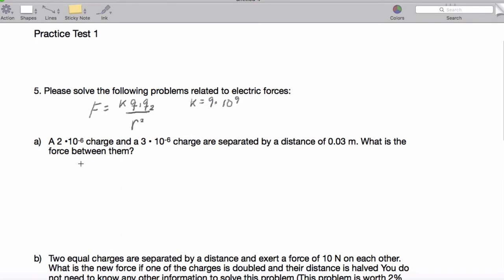And we want the force between these charges. So this is going to be Q1 right here, and this is going to be Q2 right over here. And we're going to go ahead and get the force as 9 times 10 to the ninth, and then we're going to times that by 2 times 10 to the negative sixth, 3 times 10 to the negative sixth, all over, I can actually put all of this over 0.03 squared. That's how fractions work, by the way.